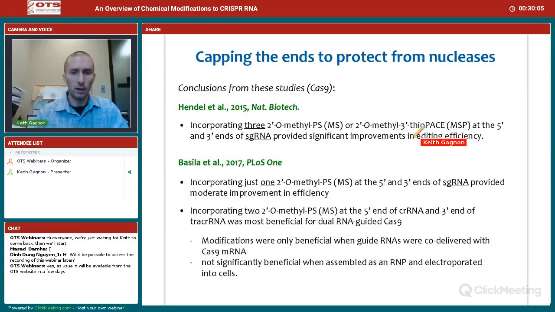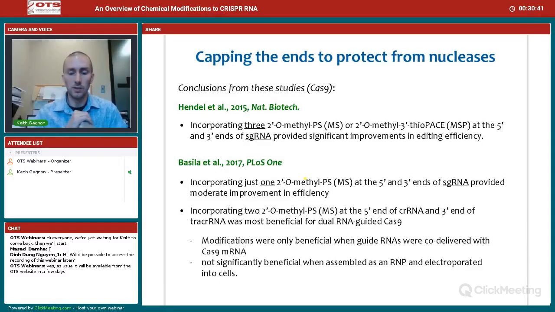Later, a similar publication followed, and this came from Dharmacon, and they were looking also at single guide RNA, and they were investigating the extent to which you have to chemically modify. They found that they only needed one 2'-O-methyl phosphorothioate at the 5' and 3' ends of the single guide RNA. This gave a moderate improvement in efficiency. For the dual guide system, they found that two of these MS modifications were ideal, and they gave the best activity and lowest toxicity in cells. This was particularly when you were trying to co-deliver with the mRNA.